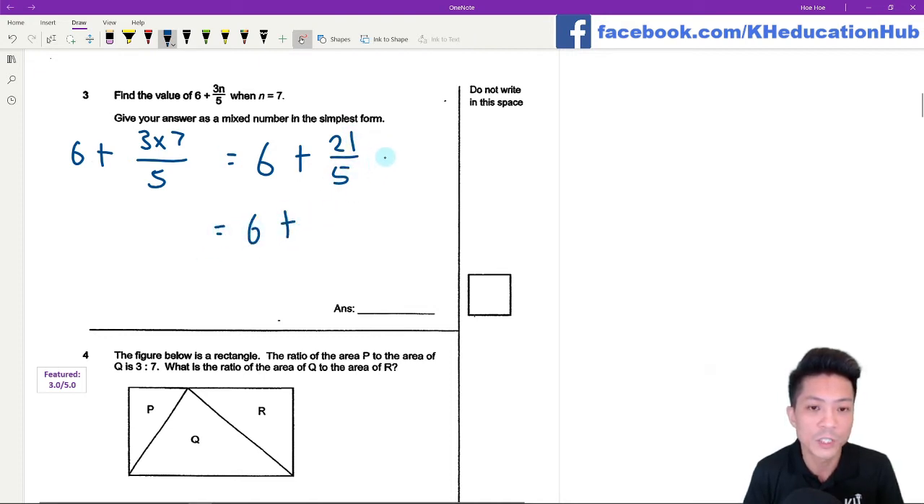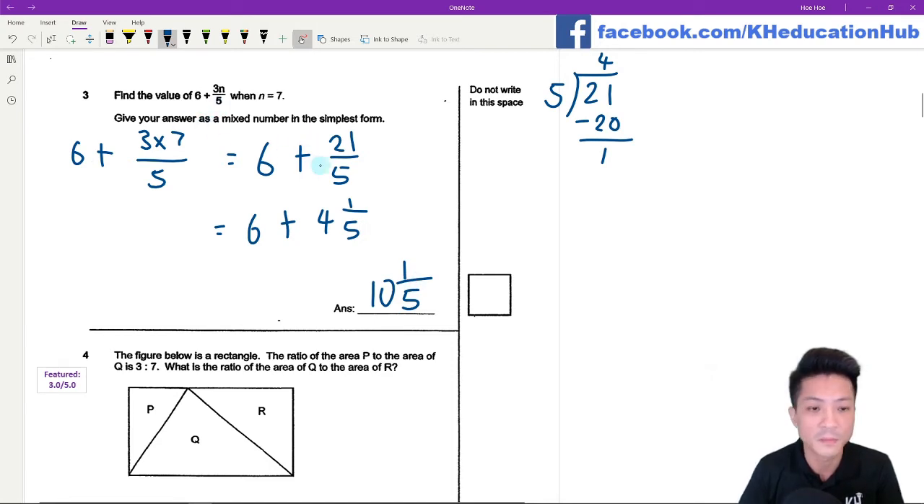21 over 5, we're going to change it into a mixed number. Okay, 21 over 5, if you're not very sure what to do, you have to do your long division. In this case, it will be 4, minus 20, and there is 1. So it will be 4 whole and 1 over 5, plus a 6 you will get 10 and 1/5. Okay, so the answer is in mixed number and simplest form.